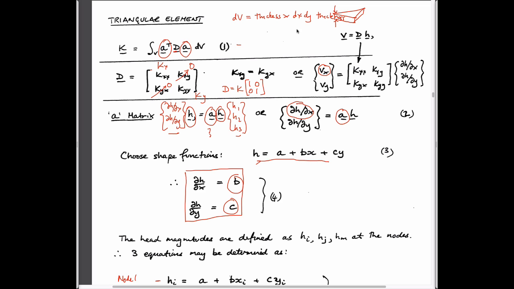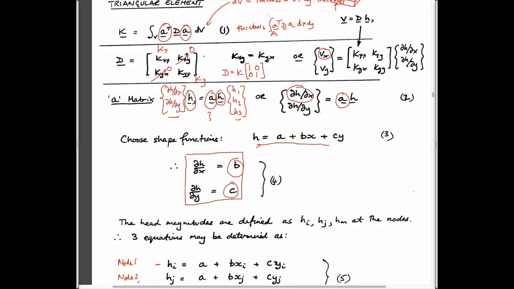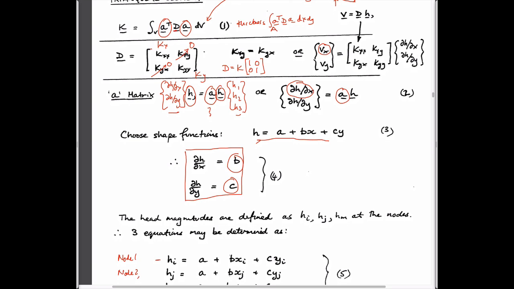And so this is just this transformation. In other words, if we write thickness times the integral of A transpose dA dx dy over the area, that's just the transformation of this. And so now if we have the value of this A matrix, then we're in a place where we can actually calculate the behavior of the system, the conductance matrix.